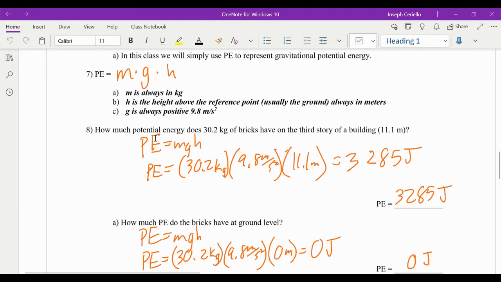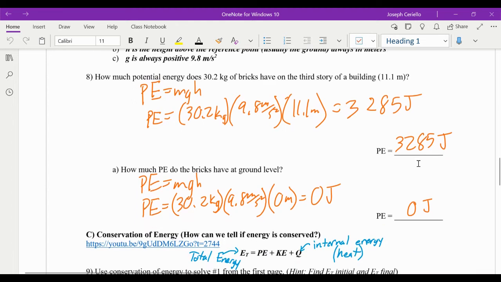So how much potential energy does 30.2 kilograms of bricks have on the third story of a building at that height? Well, mgh, there's our mass, there's little g, there's h. It has about 3,285 joules of energy.